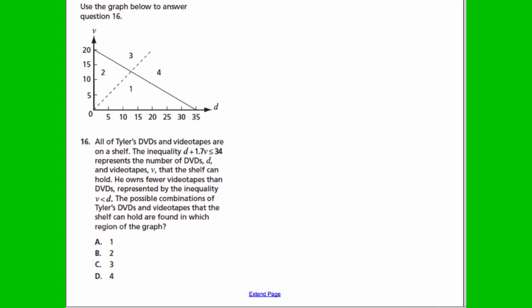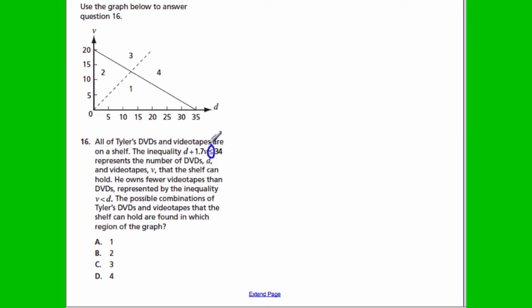The inequality D plus 1.7V is less than or equal to 34 represents the number of DVDs, D, and videotapes, V, that the shelf can hold. He owns fewer videotapes than DVDs, represented by the inequality V less than D. The possible combinations of Tyler's DVDs and videotapes that the shelf can hold are found in which region of the graph? Well, we know that the expression has to be less than or equal to 34.